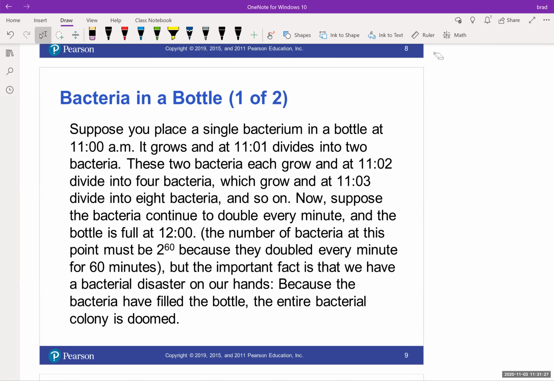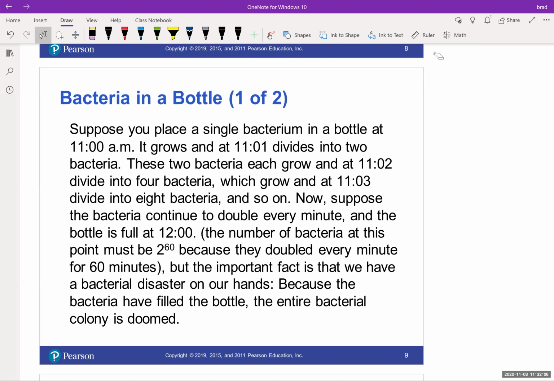Now, this isn't exactly the same, but what they're saying is, okay, think there's a limited amount of space inside this bottle. So if bacteria are growing at such a rapid rate, from 11 a.m. to 12, just in an hour, it's already at 2 to the 60th power. It might even be 2 to the 59th power, but 2 to the 60th power is a massive number. Like, I don't even know if my calculator can do that. Okay, let me do 2 to the 60th. Well, that's not right.